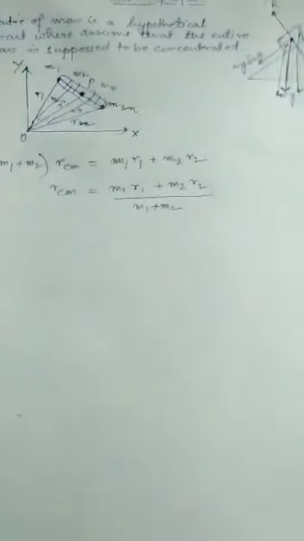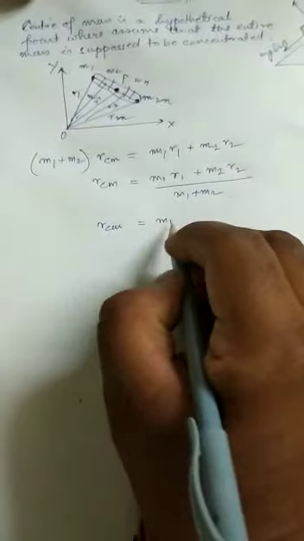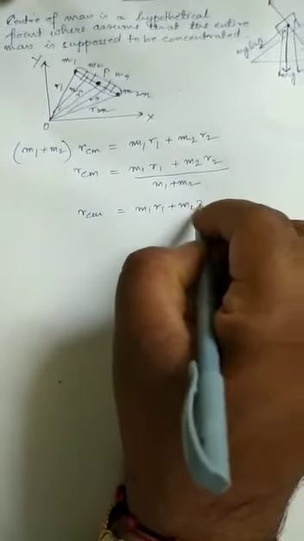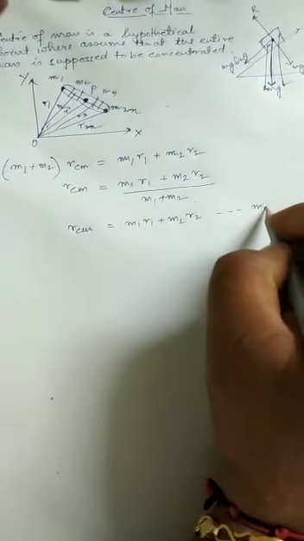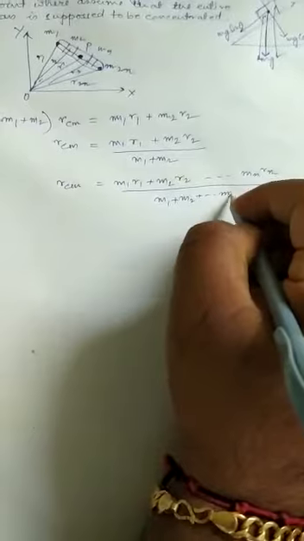Now suppose we are dividing the body into n number of masses, m1, m2, m3, m4, up to mn, where m1 is at a distance of r1, m2 at a distance of r2, m3 at a distance of r3, and mn at a distance of rn. Then RCM will accordingly be m1 r1 plus m2 r2 plus and so on up to mn rn, whole divided by m1 plus m2 plus up to mn. Understood?